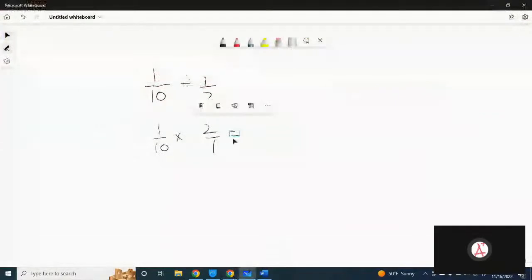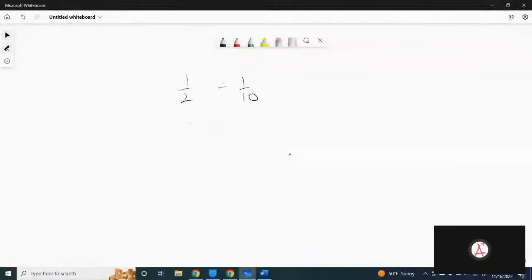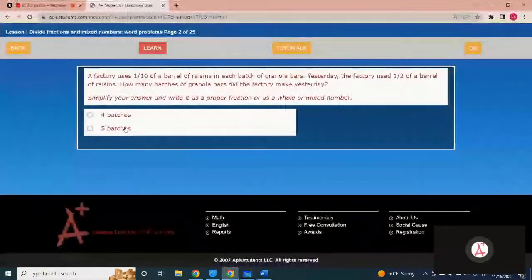You have to divide 1/2 by 1/10, not 1/10 by 1/2. So you do 1/2 divided by 1 over 10. Replace the division sign with multiplication. It would be 10 over 1. 10 times 1 is 10 and 2 times 1 is 2. It would be 5. That means when you divide them, it would be 5 batches.